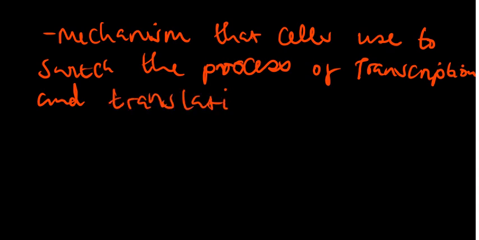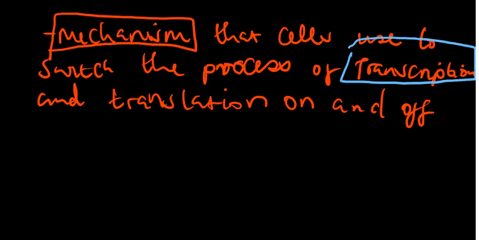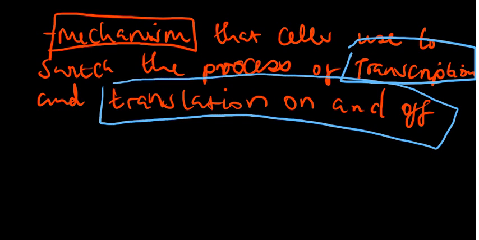Just with this statement, this is where our center of attention is going to be. The first thing we're looking at is that it's a mechanism. Secondly, it's a mechanism that the cell uses to switch the process of transcription and translation on and off. These are our keywords. Having said this, we're going to look into details. How exactly does this happen?